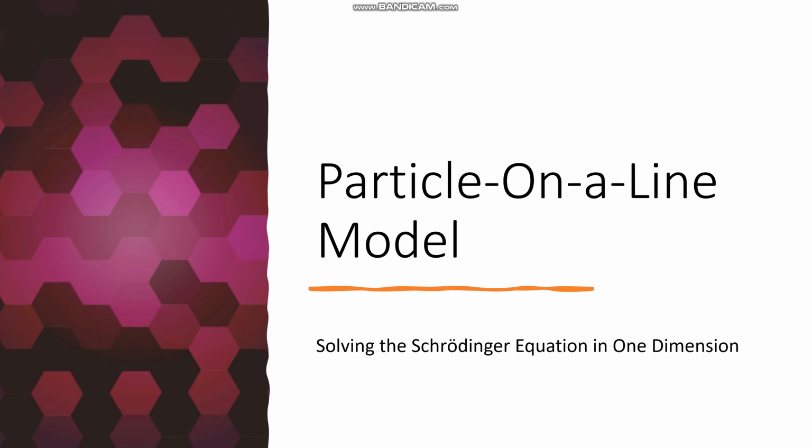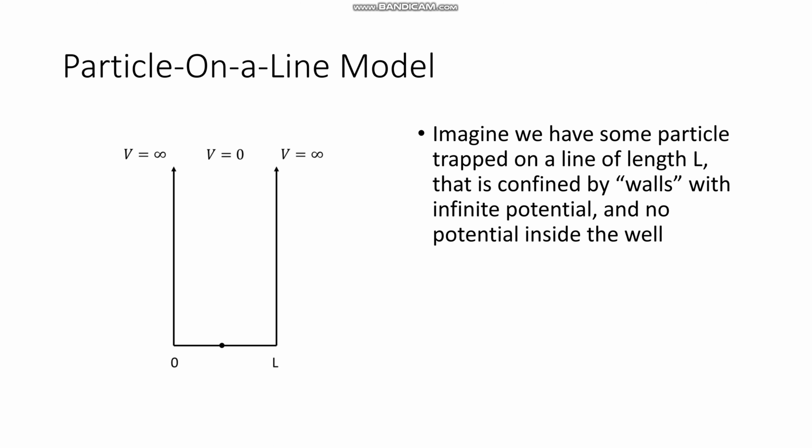In this video, I will be solving the Schrodinger equation in one dimension, specifically the particle on a line model. So to get it started, imagine we have some particle trapped on a line of length L that is confined by walls with infinite potential on either side, and inside the well there is no potential energy.